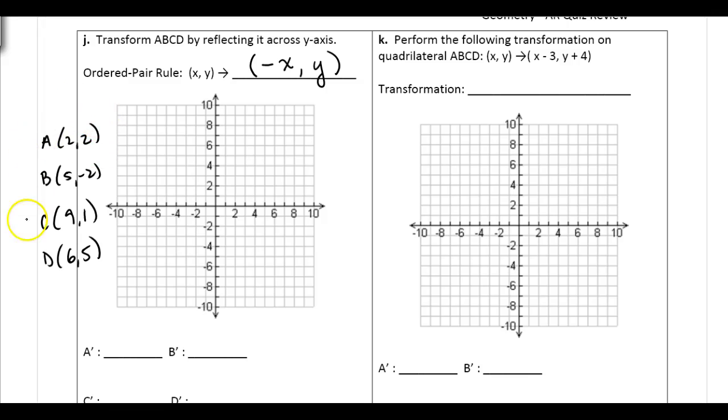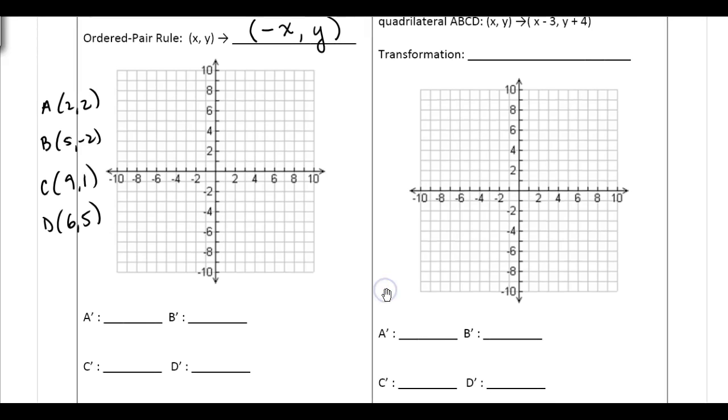And then I also copied down my original points because now I'm going to apply this rule, negative x comma y, to each of those points. And I'm going to fill in my spots down here first. So now my A prime becomes negative 2, 2. B prime becomes negative 5, 2. C prime becomes negative 9, 1. And finally, D prime becomes negative 6, comma 5.